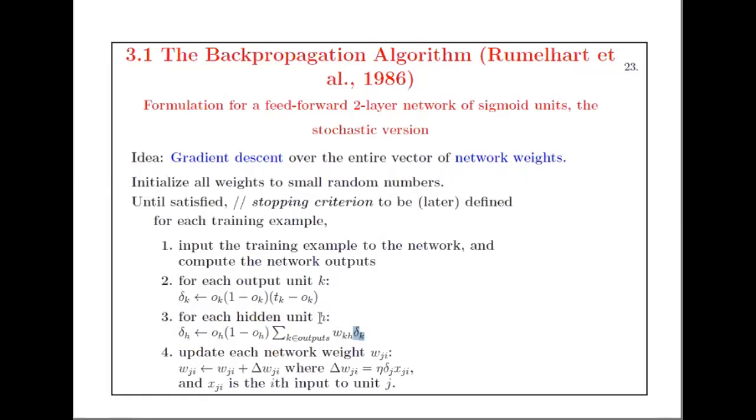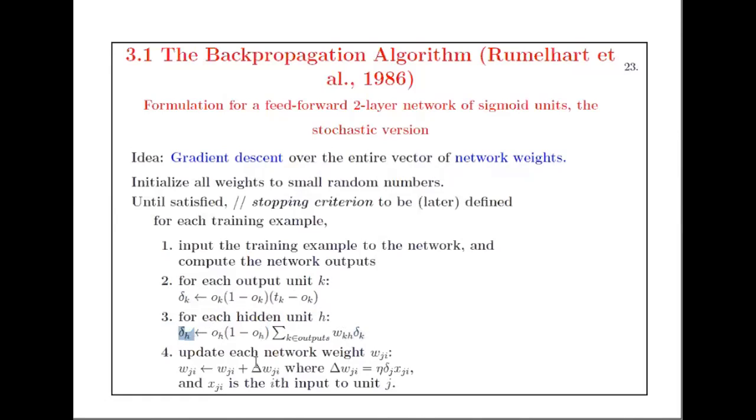From the output unit, we are going towards the input unit. So first we have to calculate the error at the output unit, using this formula. Once we get this error, what you must do is calculate the error at the hidden unit. Is it clear? We have to calculate the error at the hidden unit using this formula.